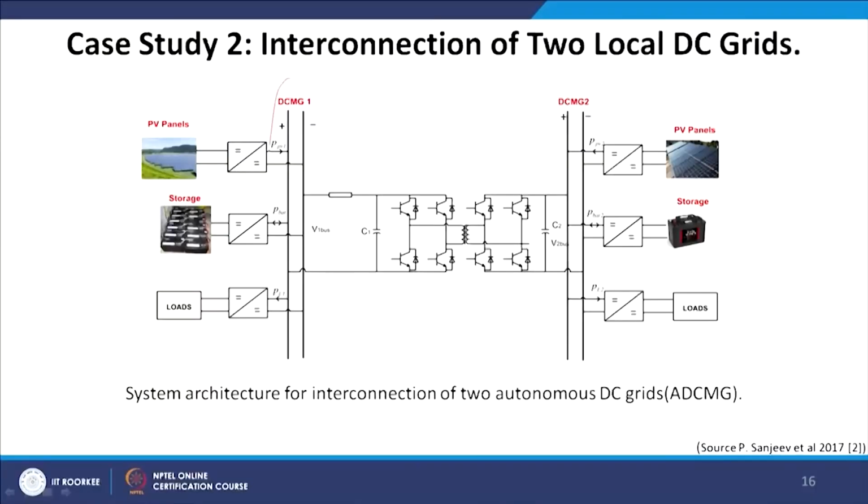Further, we have considered an interconnection between two DC grids. If you remember, in my simulation we have considered two DC grids, one at 380 volts, the other at 48 volts, and we try to control the scenario of having two DC grids. And now in case of this case study, we have considered one microgrid. They are autonomous microgrids, and during practical implementation we have considered one grid at 48 volts and the other grid at 100 volts.